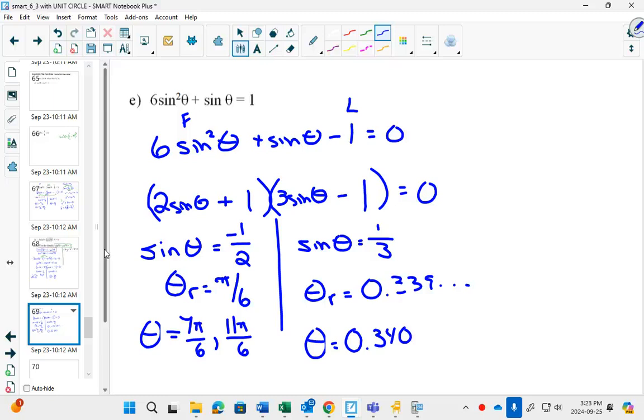Yeah, sine inverse of 1/3. You don't have that memorized? Oh wait, I thought you just know 1/3. Never mind. 1/3 is 0.3 repeated, but sine inverse of 1/3 is 0.339. And then in quadrant 2, if I take pi minus this number, I think you get that, to 3 decimal places. Yes? Good? All right.